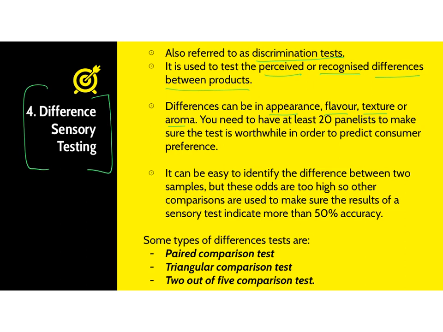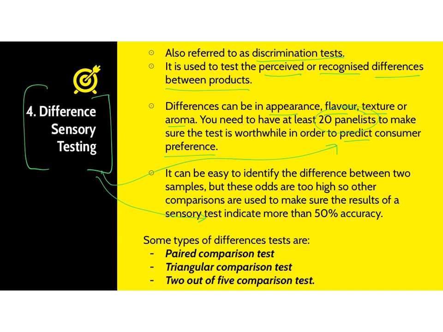Now, in order for this test to be valid and worthwhile, there needs to be at least 20 panelists to make sure that the test can predict consumer preference. Okay, so 20 people is required, and it can be easy to identify the difference between two samples, but these odds are too high, so other comparisons are used to make sure the results of a different sensory test are more than 50% accurate. So this would be used alongside another type of sensory assessment.